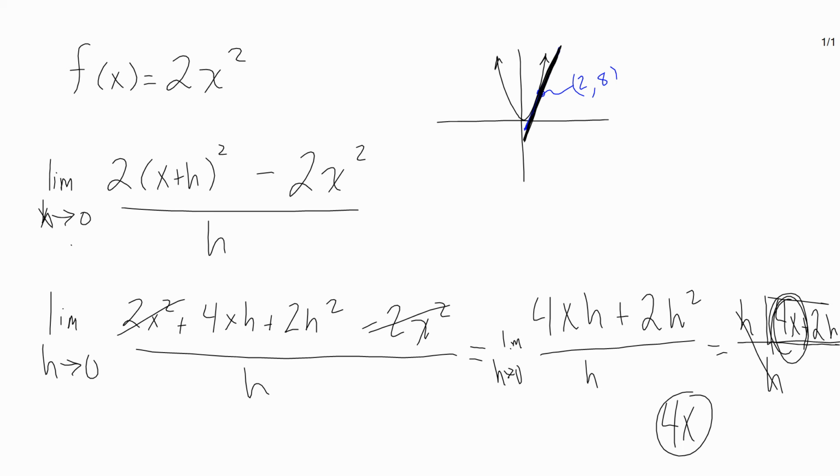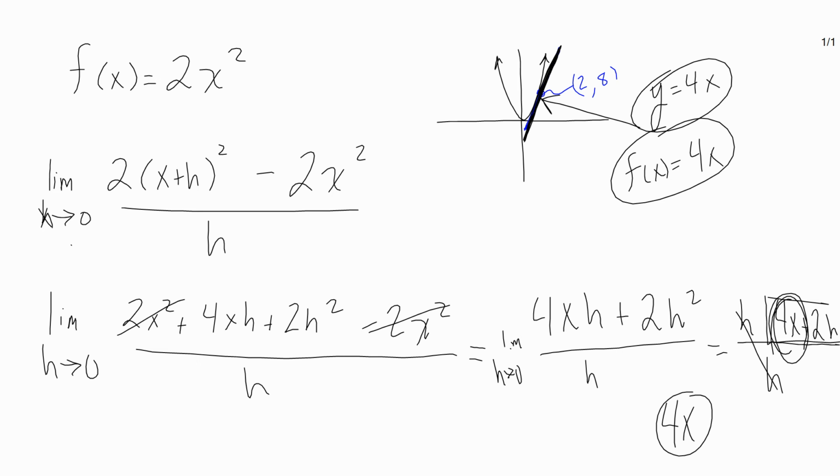So the equation of this line is what? 4x. So y is equal to 4... Oh, sorry. Both of those are equal to 4x. And that is the equation for that line, the black line there.